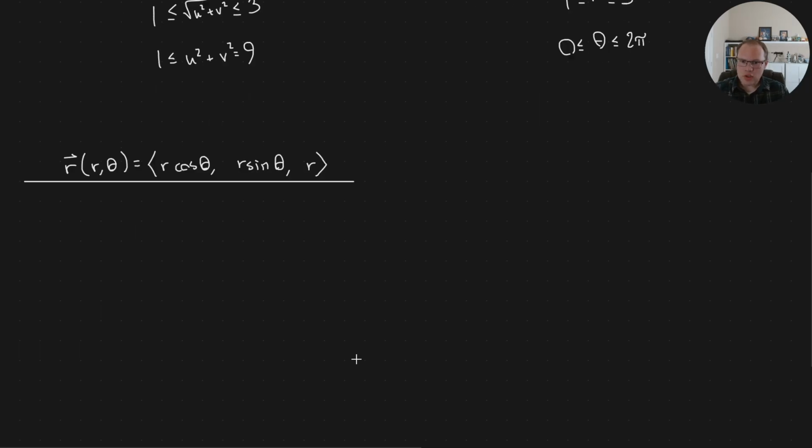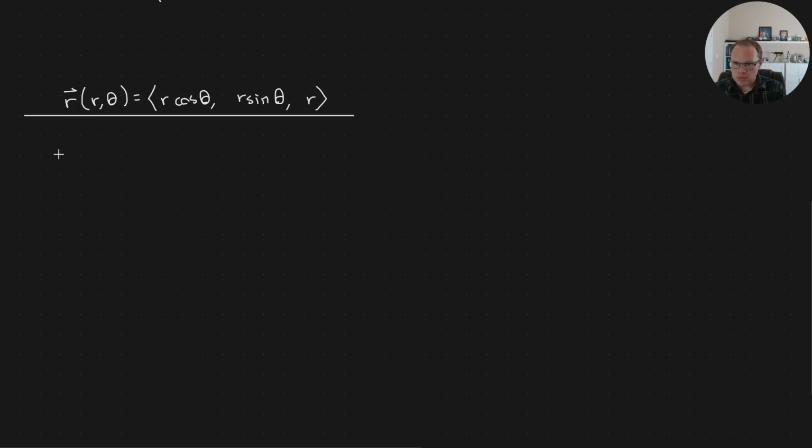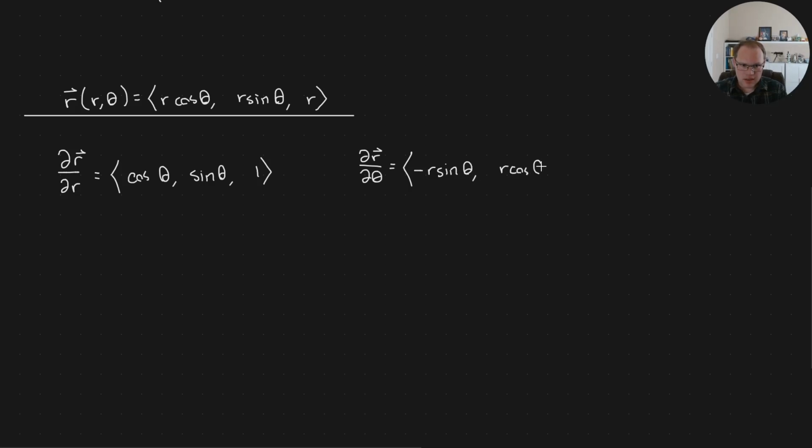Okay? So let's take our partial derivatives. Partial derivative of the function with respect to the radius, I get cosine theta, sine theta, 1. And partial derivative with respect to variable theta, I'm going to get negative r sine theta, r cosine theta, 0. Okay, so let's take the cross product.